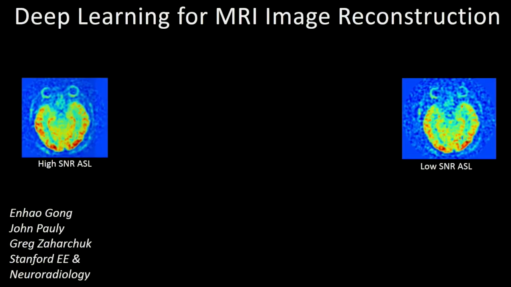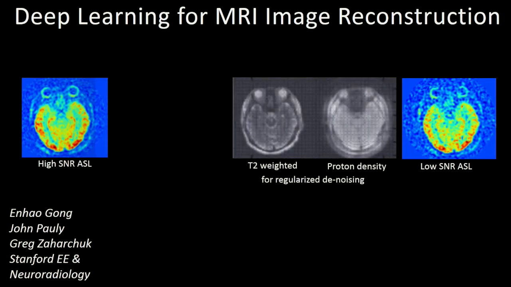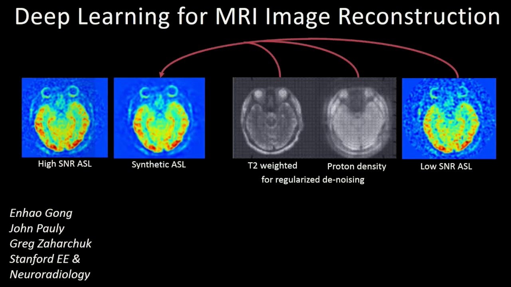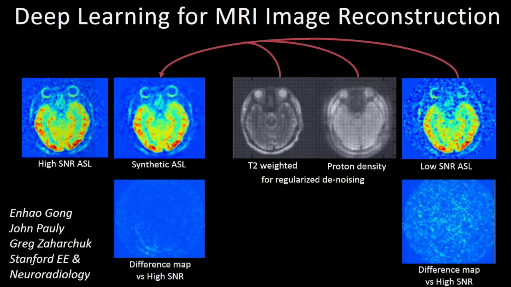This is the work of Greg Zaharchuk's lab. He's a neuroradiologist. And this sequence is called arterial spin labeling. So looking here at the brain, on the left we have a high signal-to-noise image, and on the right a low signal-to-noise. So the one on the left would have taken much less time to create. We can then use information from some of the other sequences we obtain anyway that are higher resolution, provide better anatomic spatial resolution, and create a synthetic image that's equivalent in quality to the longer image.